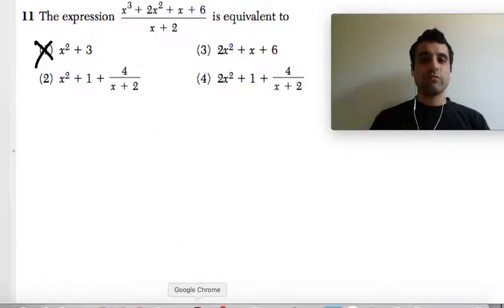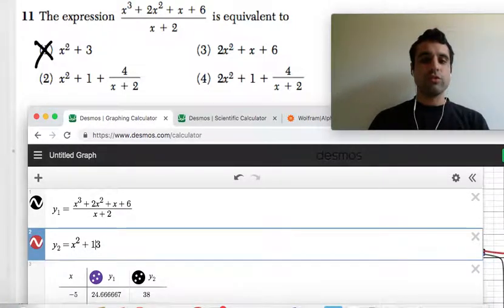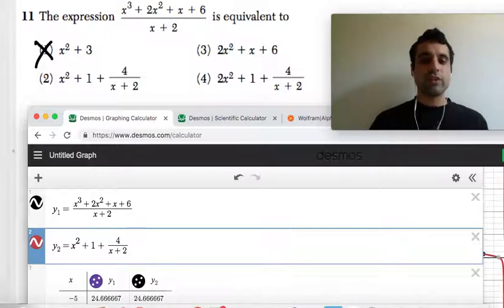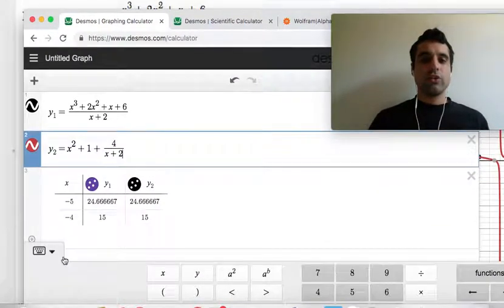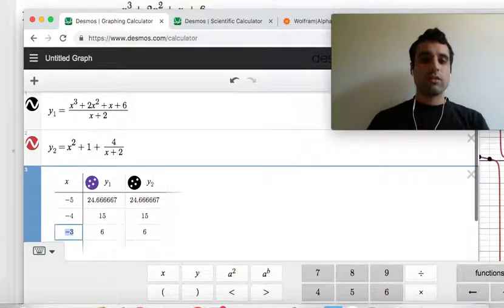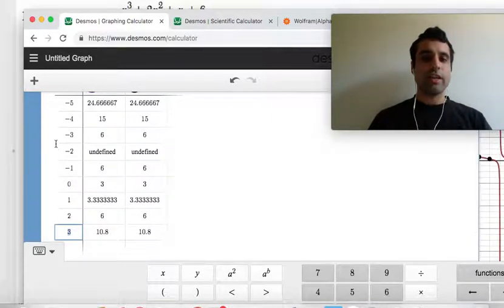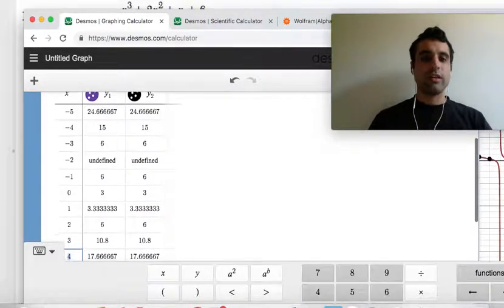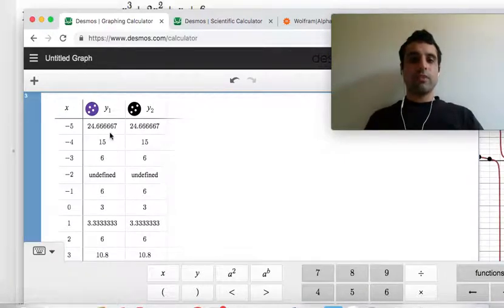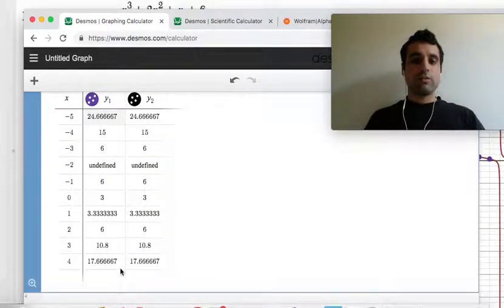Now let's try choice 2. Choice 2 is x squared plus 1 plus 4 over x plus 2. Notice I'm not putting it all in parentheses now, so that only the 4 goes over x plus 2. And if we look carefully, so far it seems to match up. Oh, this is how I get them to go like this. I was wondering how to get this to automatically go. I wonder if it works with the scale. But if you look, whenever you put the same x value, the y values are the same. So it's equivalent. That's the definition of equivalent.